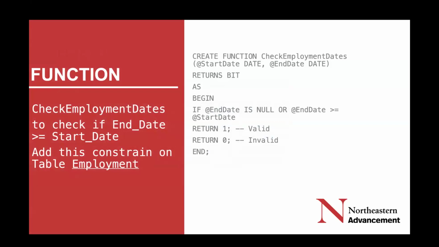Here we created a function called check employment dates, which takes a start and end date as input and returns a bit. This function checks whether the start date is actually earlier than the end date. When a user inserts data into our employment records, it automatically checks if the end date is later than the start date. If not, it returns 0, which means invalid. If yes, it returns 1, which means valid. This check prevents users from mistakenly inputting employment data that has the wrong end date and start date.